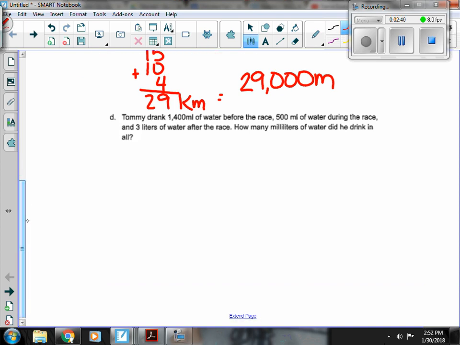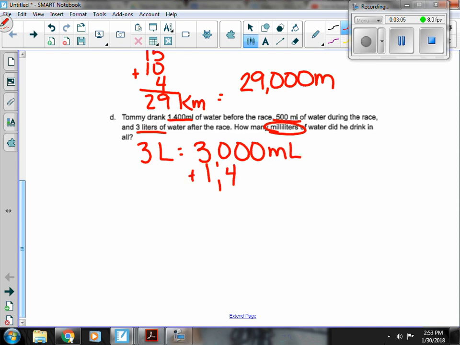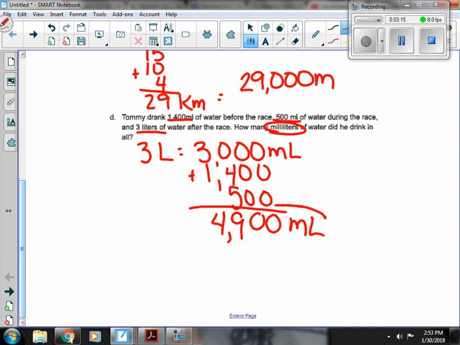Letter D. Tommy drank 1,400 milliliters of water before the race, 500 milliliters of water during the race, and 3 liters of water after the race. How many milliliters did he drink in all? So since it wants it in milliliters, I'm going to take my 3 liters and turn that into 3,000 milliliters. And then I'm going to add to it the before race and the during race amounts. So I get 4,900 milliliters did he drink it all.